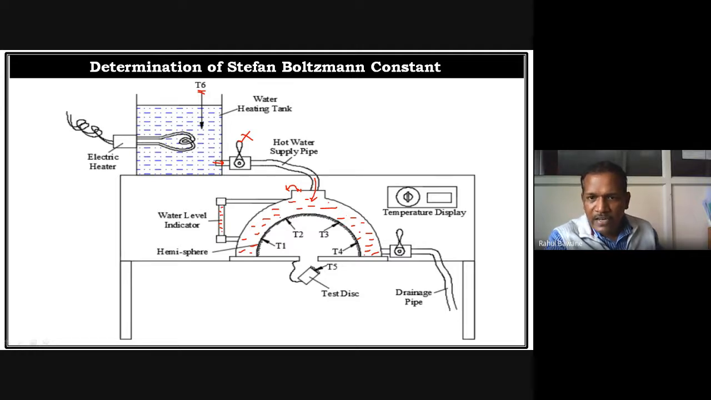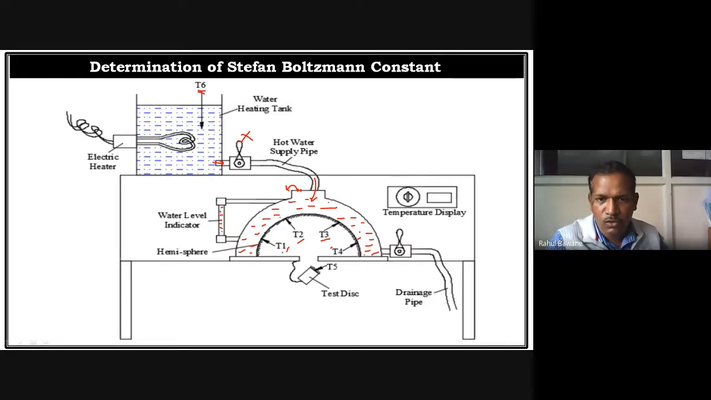This hot water provides heat to this black coated inner hemisphere, and with the help of the temperature knob, we can check what the temperatures T1, T2, T3, T4 are. So we have to measure 4 temperatures, T1, T2, T3 and T4. When we take an average of these 4 temperatures, it becomes the average temperature of this hemisphere. This is the first part of our experiment.